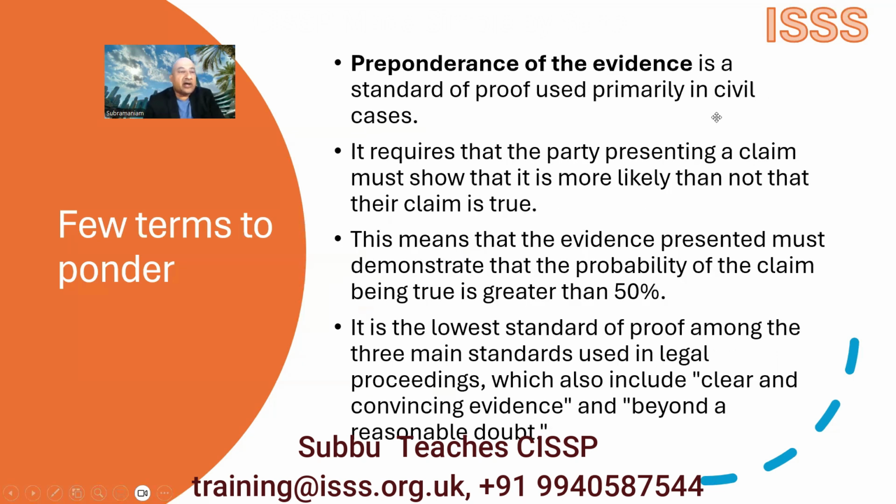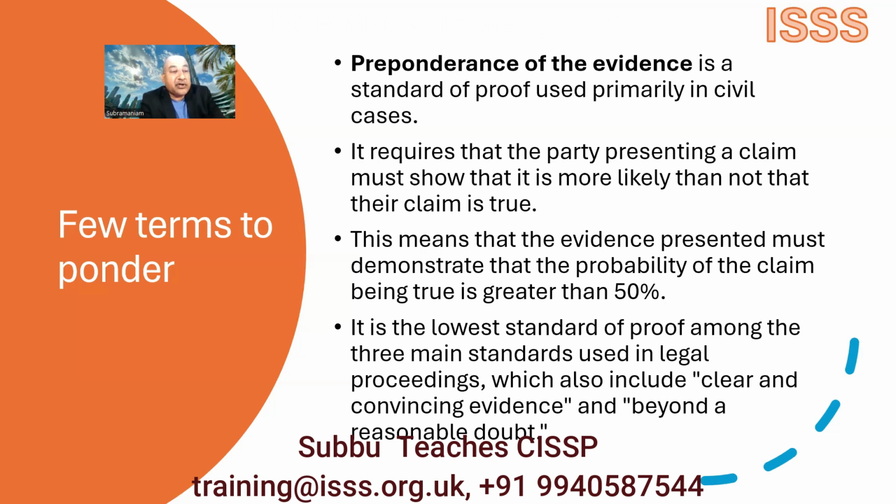In the case of civil, it is preponderance of the evidence. Preponderance of the evidence is the weightage. I give the evidence in such a way that the evidence collected justifies the claim; if it is not of that particular value, it doesn't weigh that much, then we will go for the proceeding. So preponderance of the evidence is a standard of proof used primarily in civil cases.